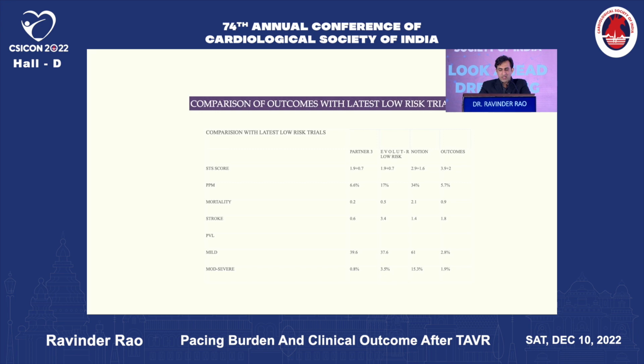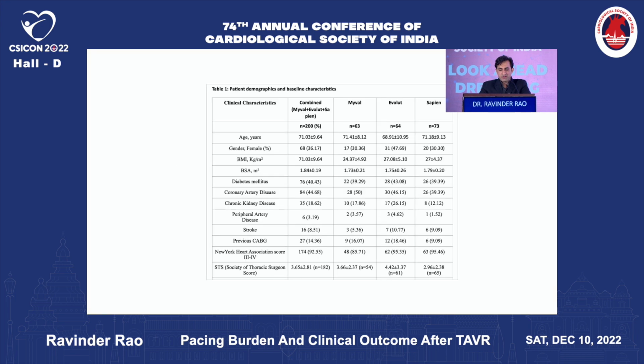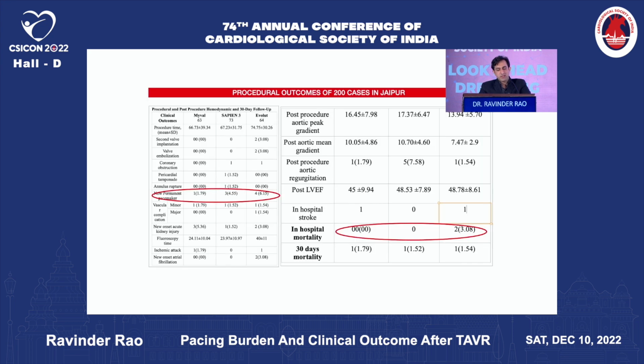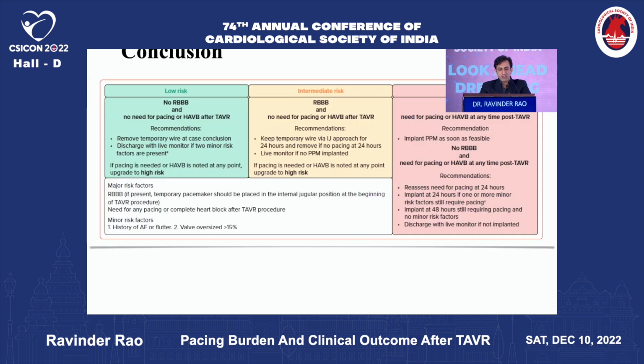This is our outcome we compared with the standard trials. Of 200 patients which we have completed, MyoValve, Evolute, Sapien. I'm going to come to the pacemaker data. The pacemaker rate with MyoValve was 1%, with Sapien 3, 3%, and Evolute 4%. Conclusion: we need to identify low risk patients, no right bundle branch block, and no need for pacing for a high degree AV block after TAVR.